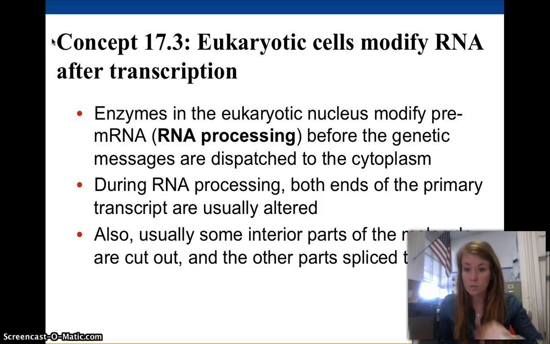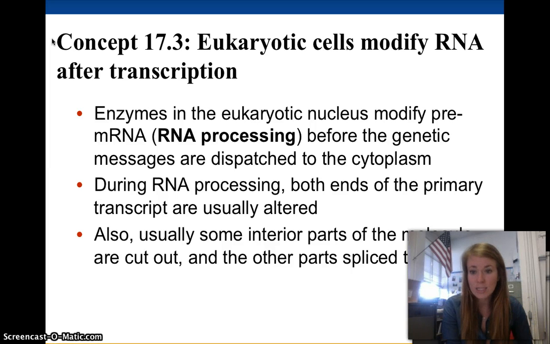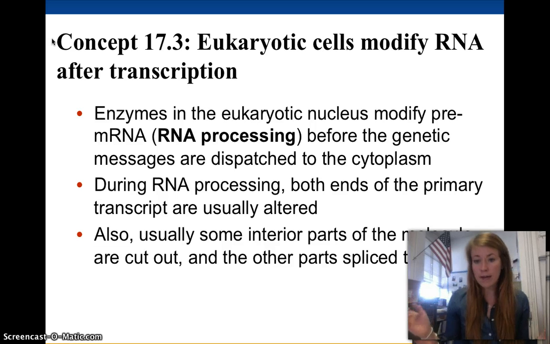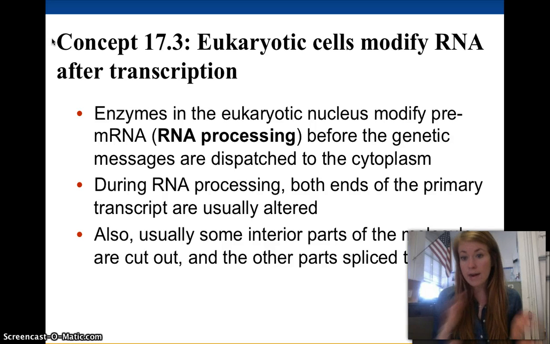Basically there are enzymes in the nucleus of eukaryotic cells, obviously, because only eukaryotic cells have nuclei. There are enzymes in there that process the mRNA. Pre-mRNA is what we call it because it's not ready yet. It's not our mature mRNA yet. They make changes to the pre-mRNA before it's ready to be dispatched to the cytoplasm for translation, as this says. Basically both ends of the pre-mRNA are modified, and usually some of the middle parts are cut out and rearranged a little bit. So those are the two things that happen here.